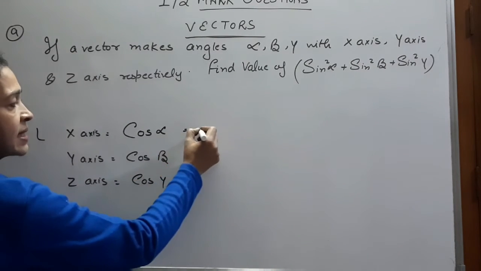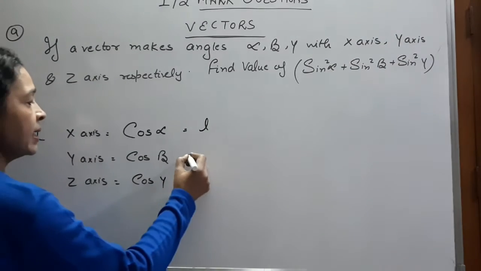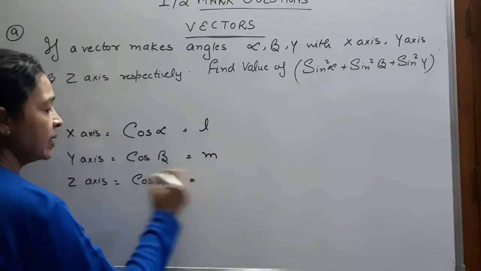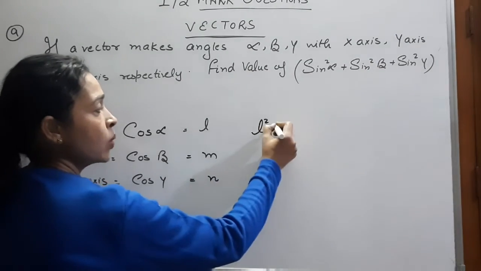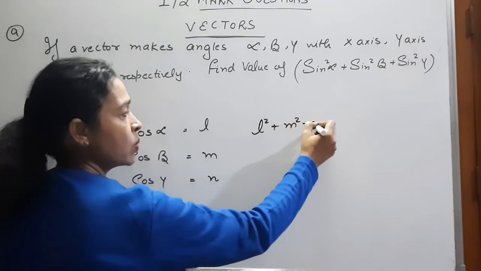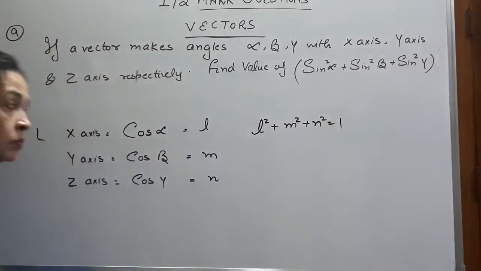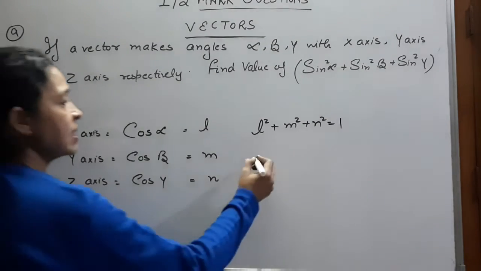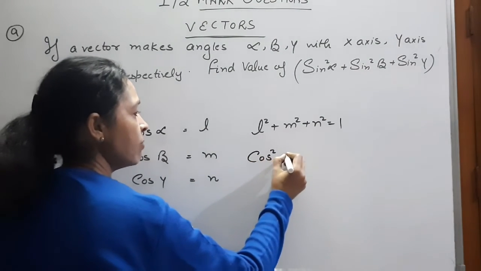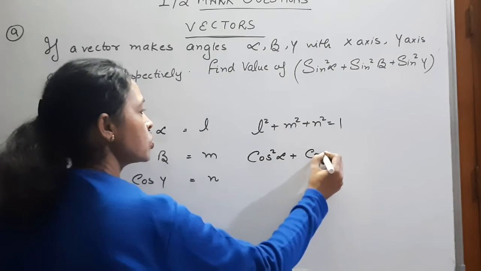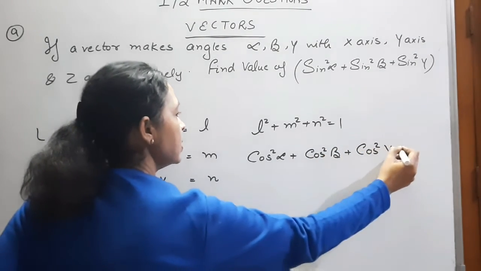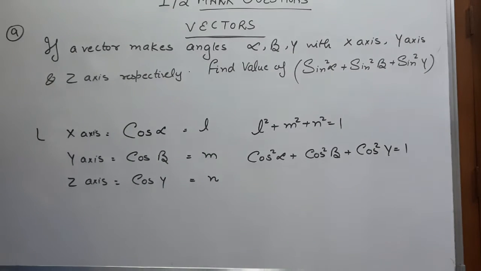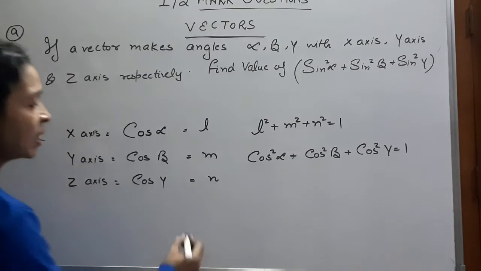We denote the direction cosines with the x-axis as L, with the y-axis as M, and with the z-axis as N. And we know L square plus M square plus N square is equal to 1. What is L? Cos alpha. We have cos square alpha plus cos square beta plus cos square gamma equals 1. We have to find the value of sine square alpha plus sine square beta plus sine square gamma.